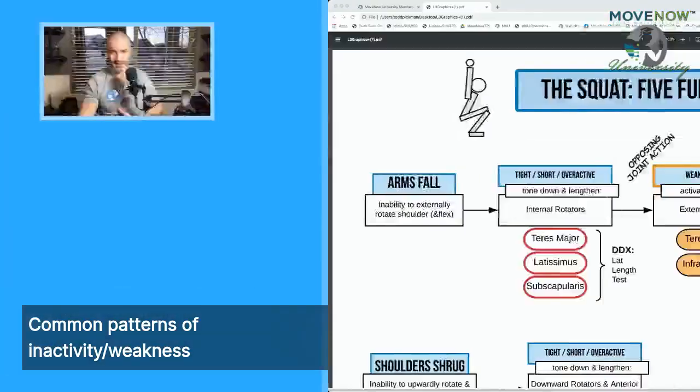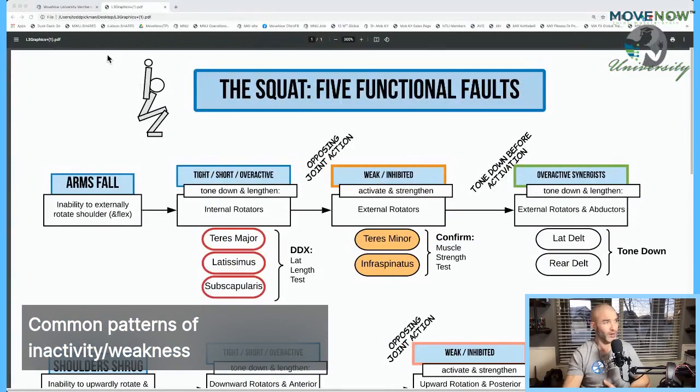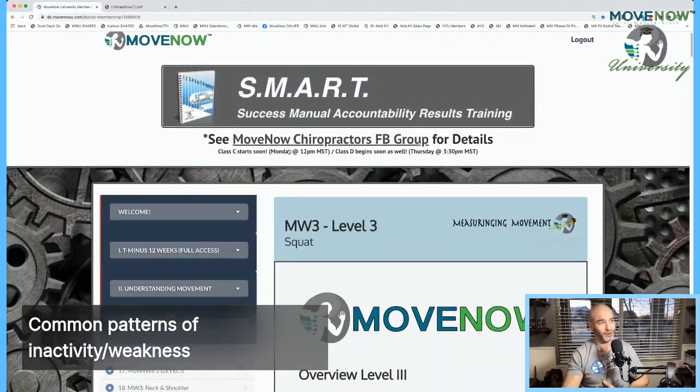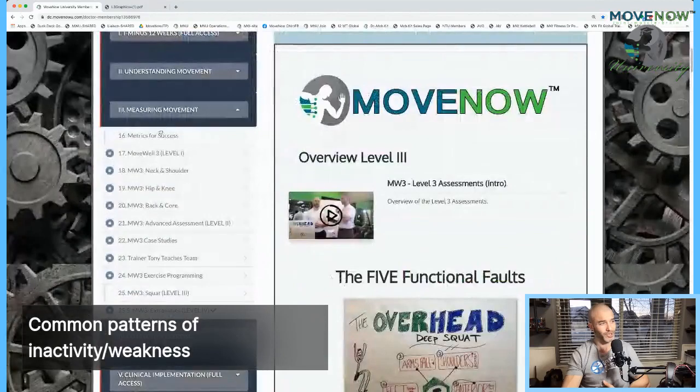This is something that we made inside of our level 3 overhead deep squat assessment. I'll just give you a sneak peek. This is inside of our Move Now University program, and you go into the measuring movement section. We have 4 different levels of movement assessment. We have level 1, 2, 3, 4. 4 is extremity. 3 is an overhead deep squat assessment.